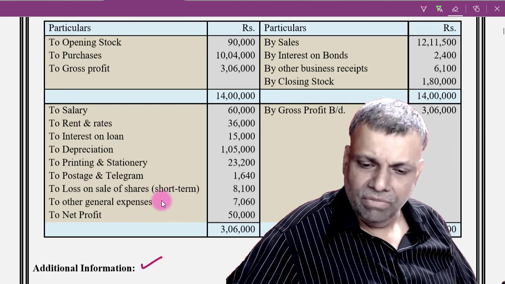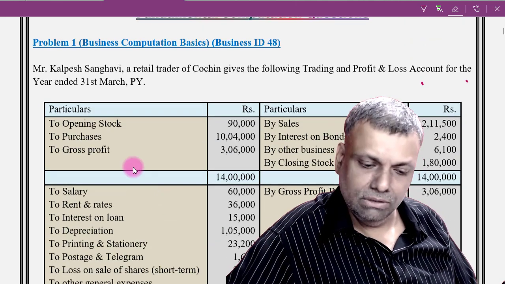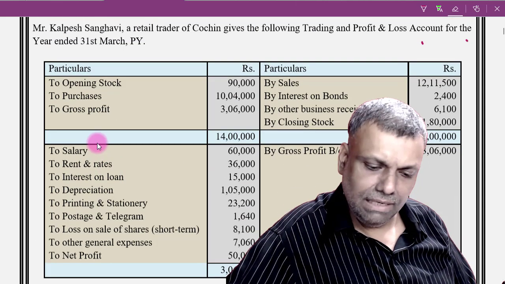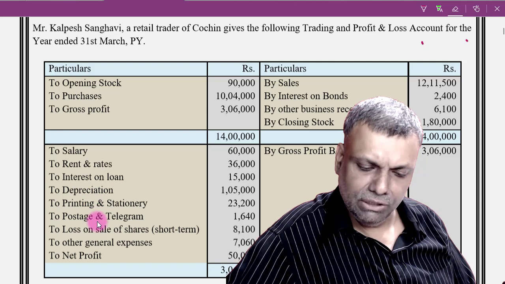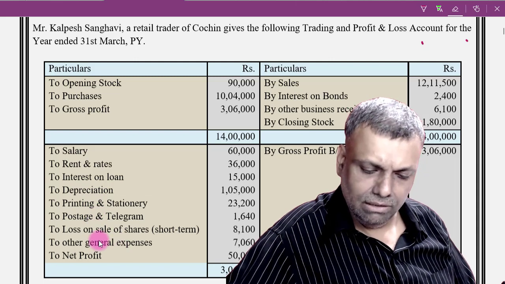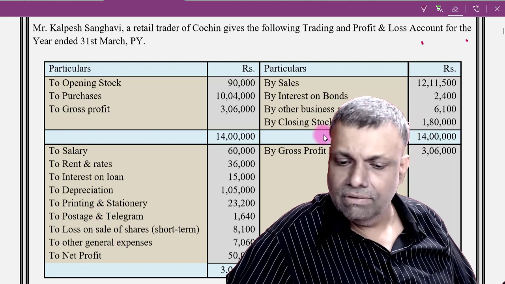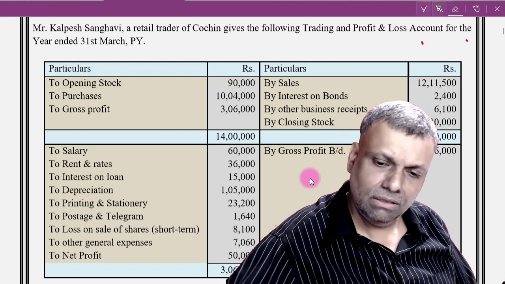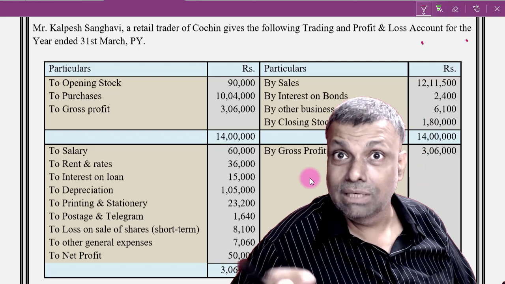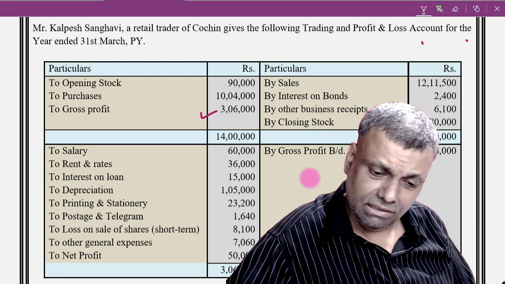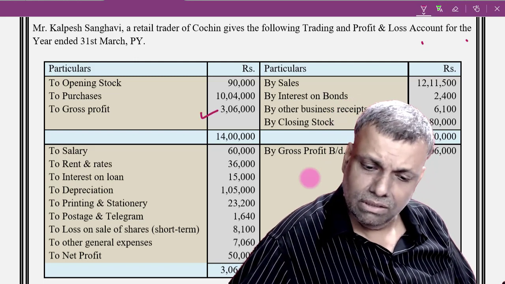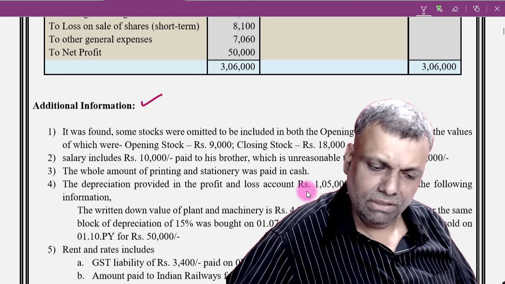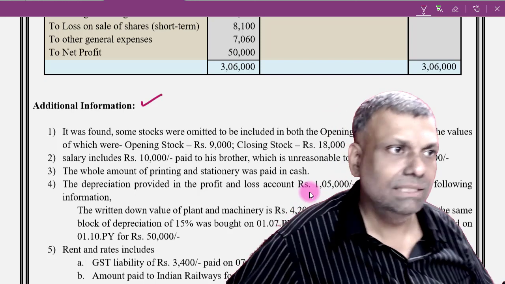Now we know, at first glance of the question, all the debits and all the credits. Just have a rough glance: salary, rent, interest, depreciation, printing, postage, telegram, other general expenses, sales, closing stock, gross profit. This rough checking is useful, because sometimes a typing mistake in the question can create crazy things. So the gross profit figure is correctly given, in a very rough view. Further, the additional information. Let's quickly start.